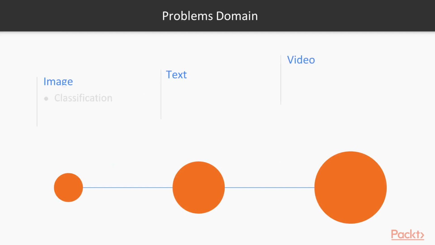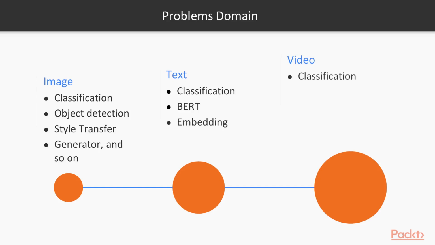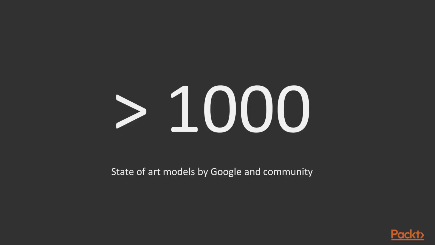For image, there are classification, object detection, style transfer, and generative models, etc. For text, there are text classification models, embeddings, and state-of-the-art BERT models. For video, there are classifications and generative models. Today, there are over 1,000 state-of-the-art models on TensorFlow Hub by Google and the community.